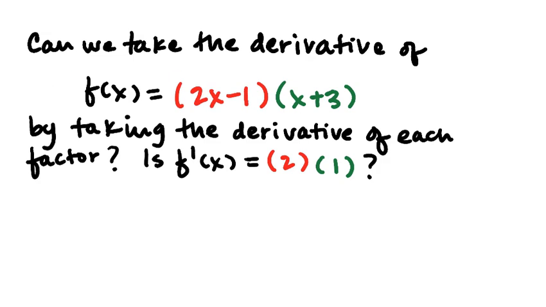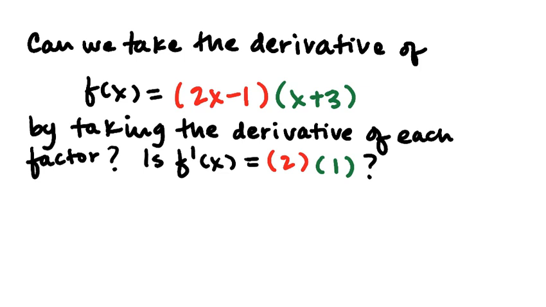So, kind of an opening question for thought is, can you take the derivative of a product by taking the derivative of each factor? Like, is the derivative of this function, 2x minus 1 multiplied by x plus 3, something you can get by just taking the derivative of each factor and multiplying them together?